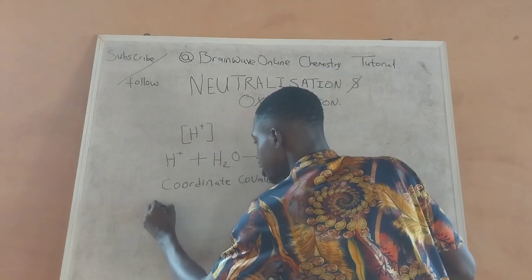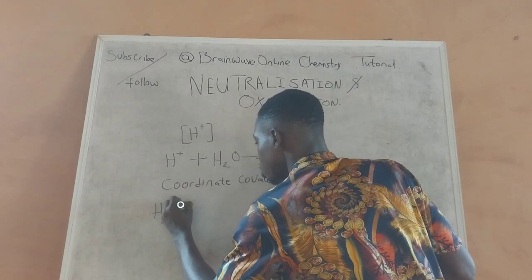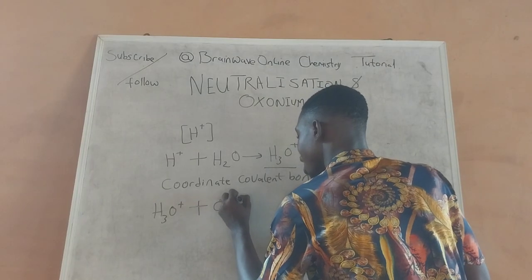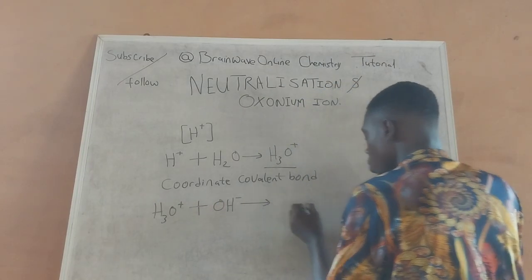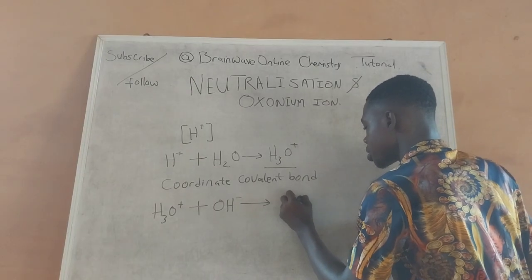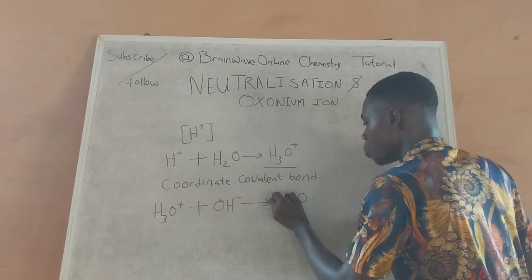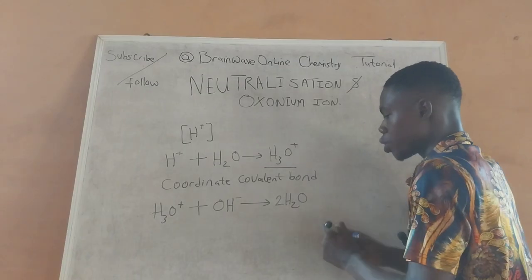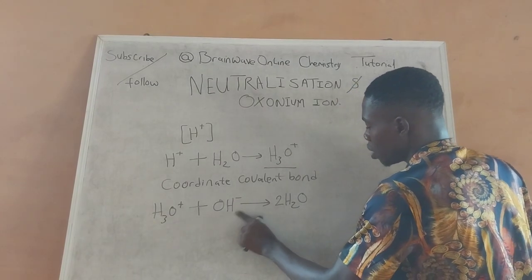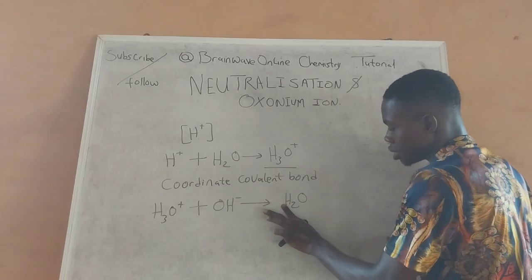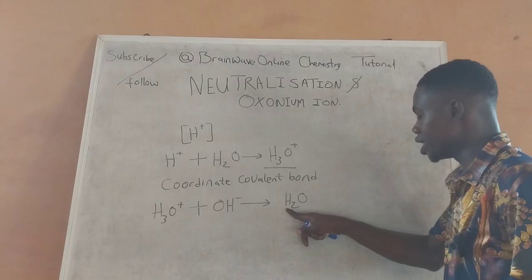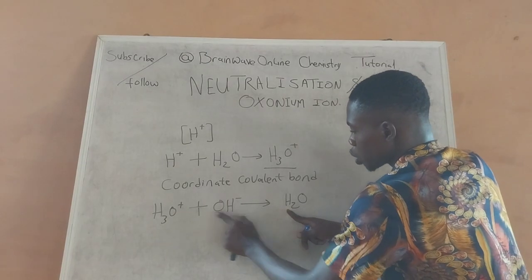H3O plus can also react with a hydroxide ion to form water, H2O. Now we'll put 2 here to make it balanced, because we have 3 hydrogen here plus 1 hydrogen here, which happens to be 4. Now, if I erase the 2 that was here before, we have 2 hydrogen here, making it water. But we have 3 hydrogen here plus 1 here, 4.